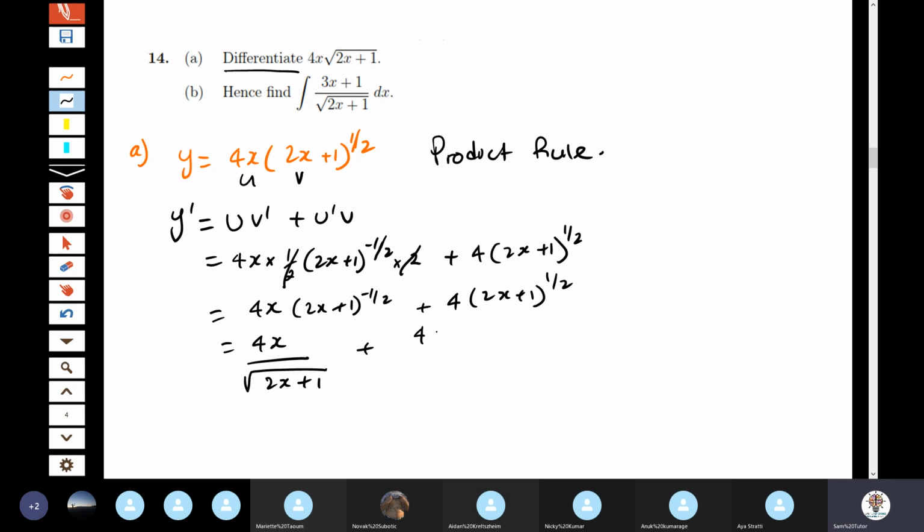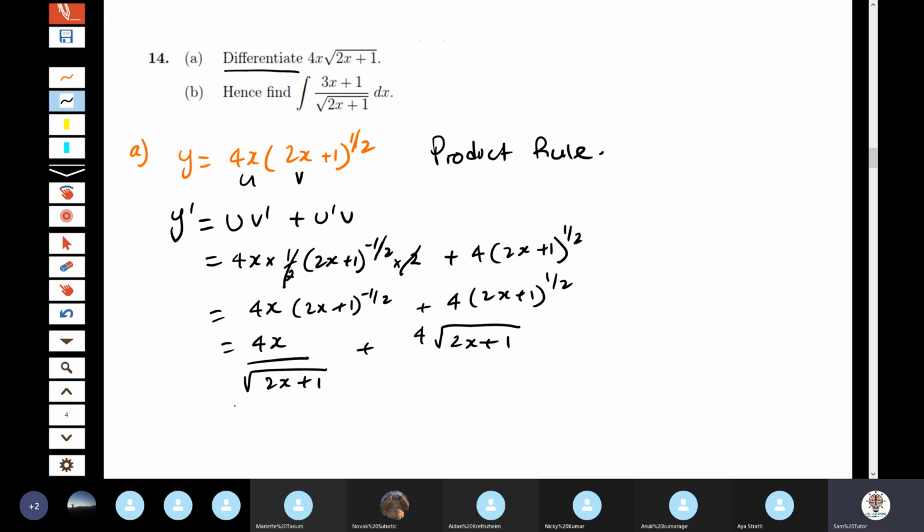4 times 2x plus 1. Oh, let's leave it as a third so it looks a little bit neater. There we go. Now, I want to make that into a common denominator.